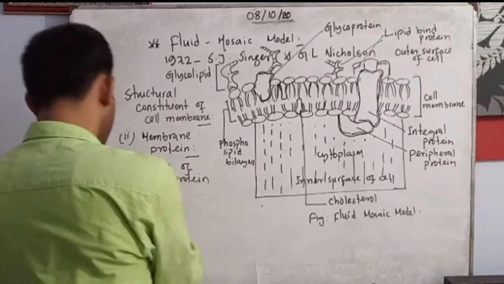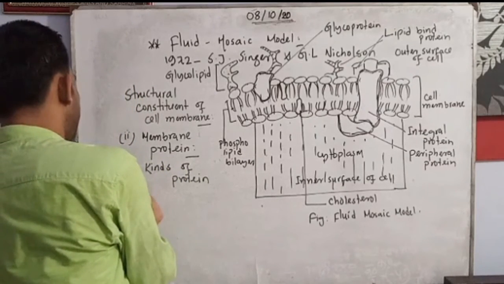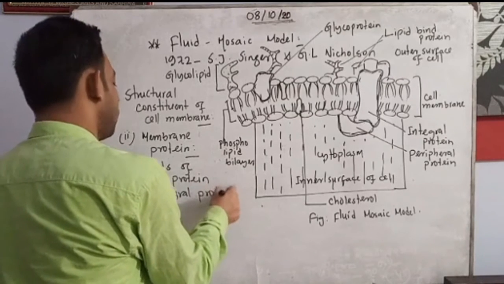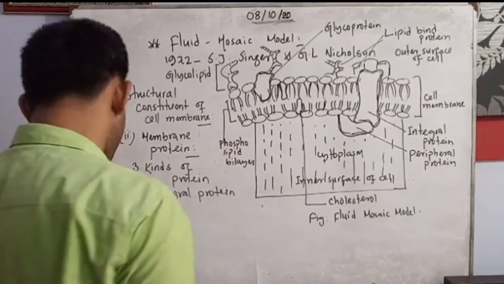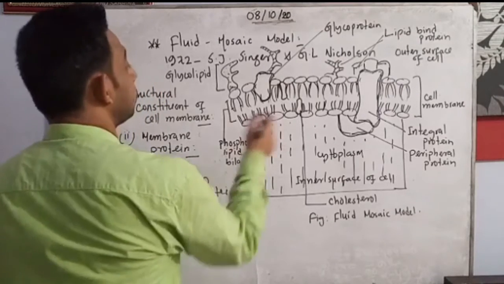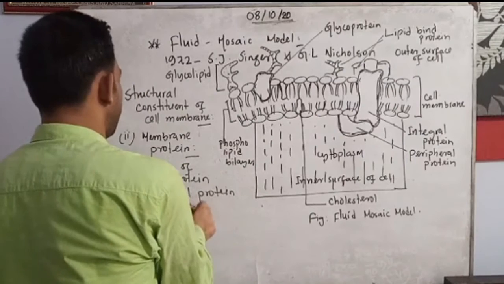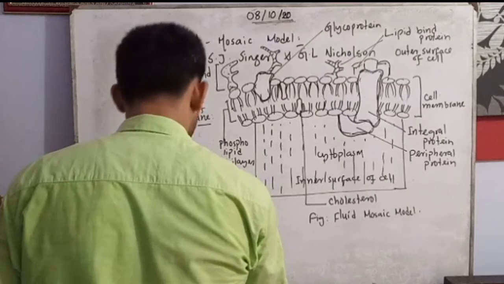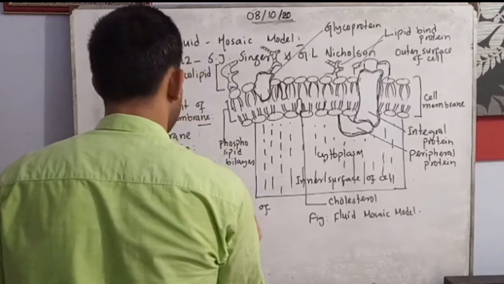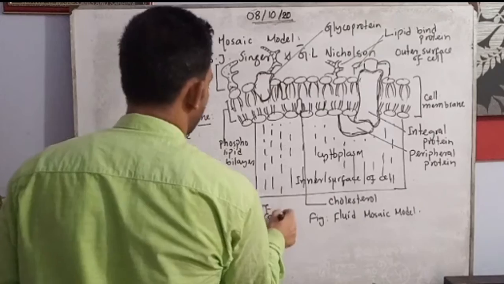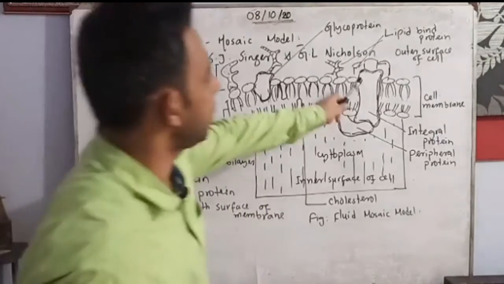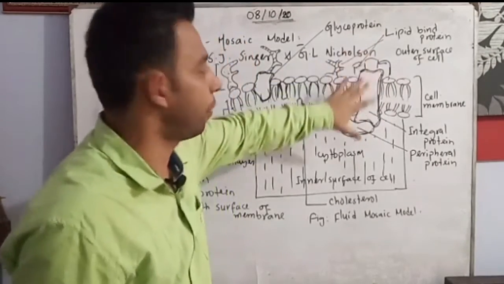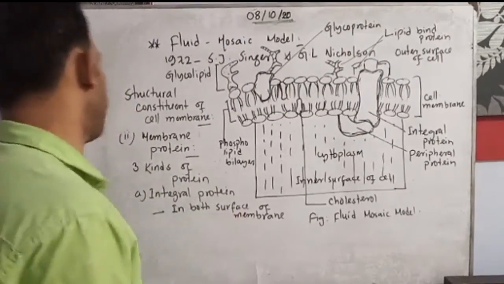First one, integral protein, and this is placed in both surfaces of the membrane. Okay, integral protein, look at it. This is the integral protein. This is the lower surface, this is the upper surface, this is the inner surface, this is the outer surface, and both surfaces they are placed in. Both surfaces of the membrane, integral proteins are found.